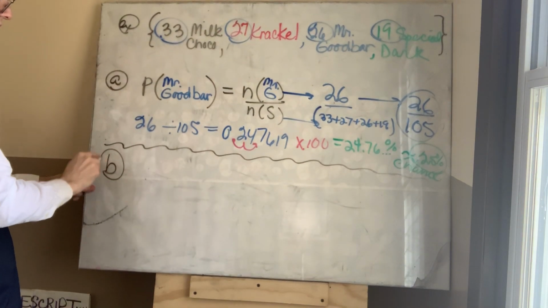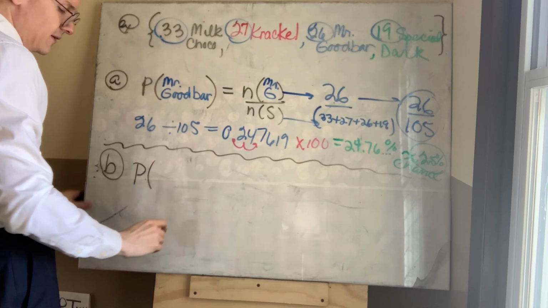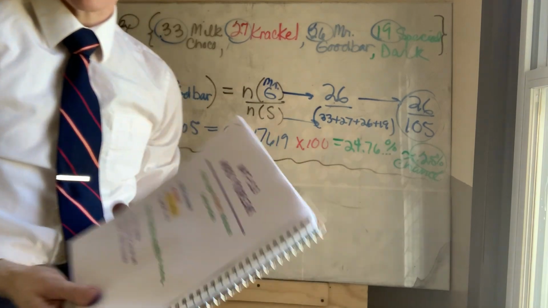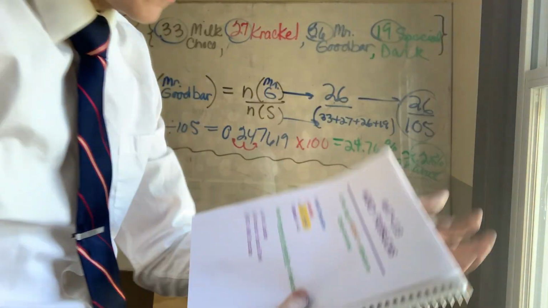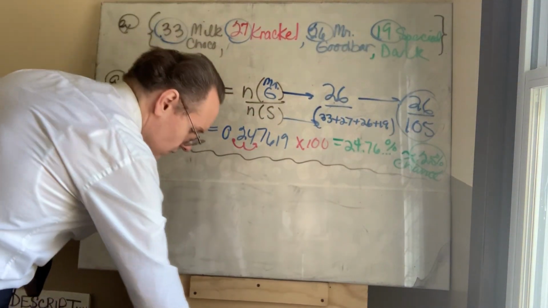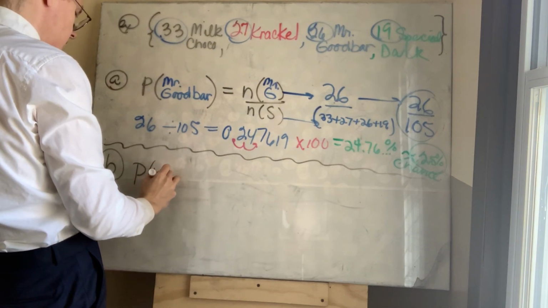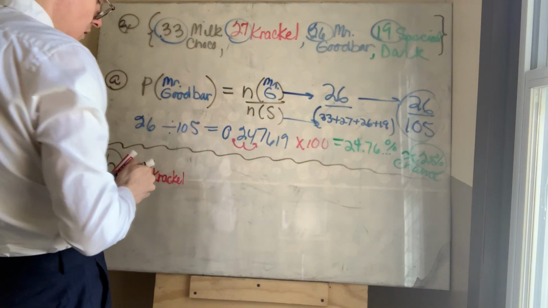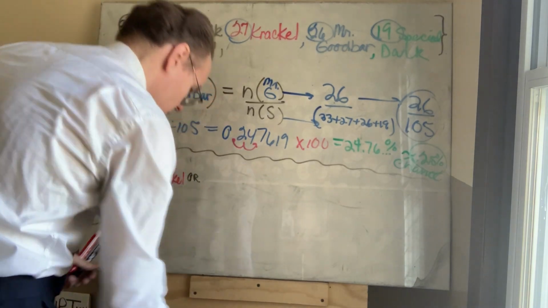Here's B. All right, this one is more interesting, because it's two things in tandem. The theoretical probability of drawing one of two things, a crackle or a special dark. So you might signify that like so. P parentheses crackle or a special dark.